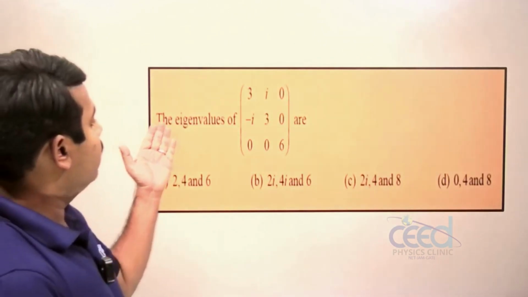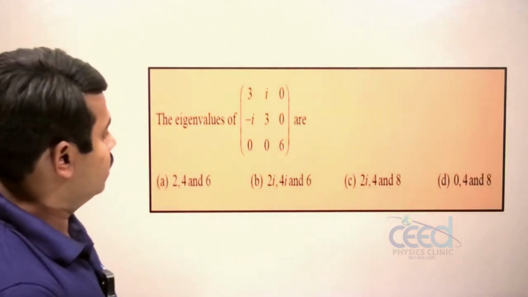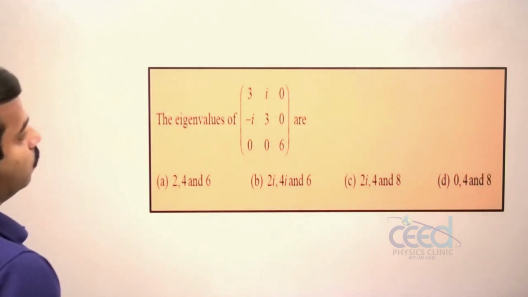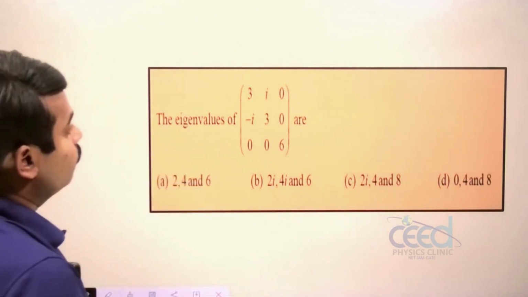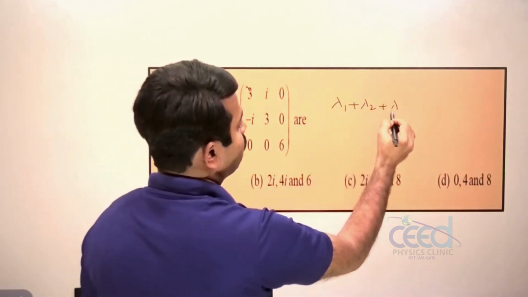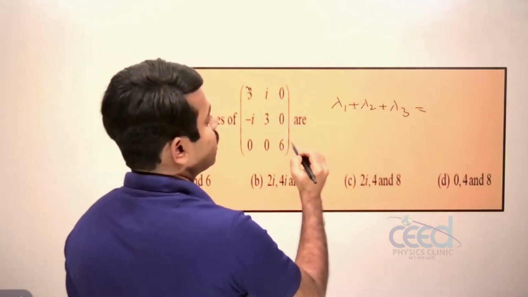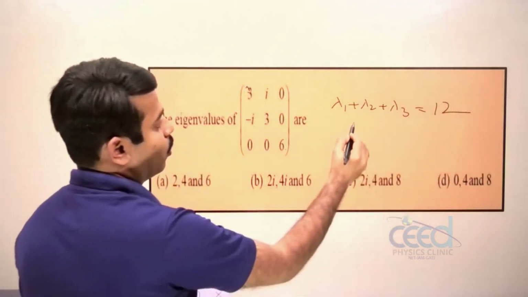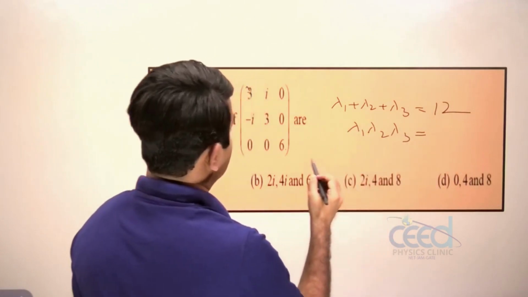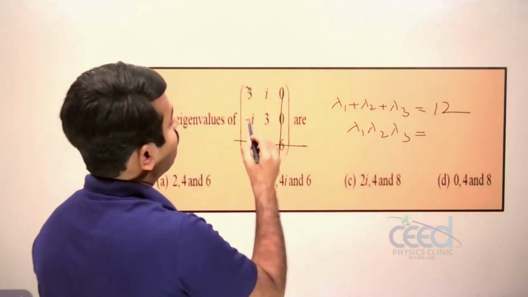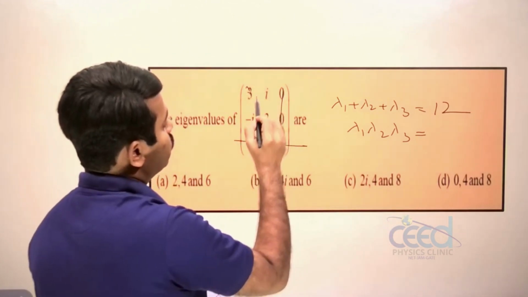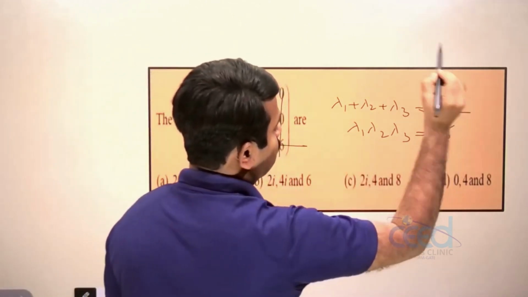Next, the eigenvalues of this matrix are given, right? So, the sum of eigenvalues equals 3 plus 3, 6, 12, right? The product of eigenvalues is the determinant of A. That means expanding through this row and column, 9 minus plus i square, that is 8.